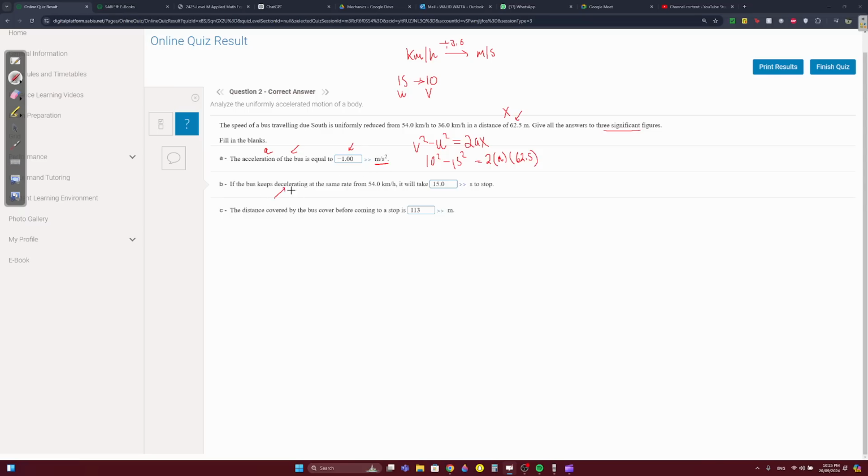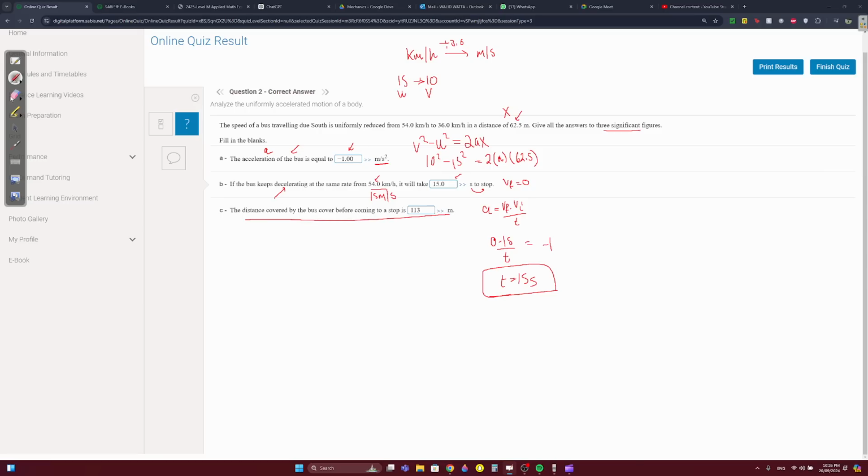If the bus keeps decelerating at the same rate from 54 kilometers per hour, how long will it take to stop? 54 kilometers per hour is the same as 15 meters per second. You have to convert or you'll get the wrong answer. Now we want the time. Very easy. We want it to stop, so v final is 0. Acceleration is final velocity minus initial velocity over time. 0 minus 15, over time, equals minus 1. You're going to get t equals 15 seconds.